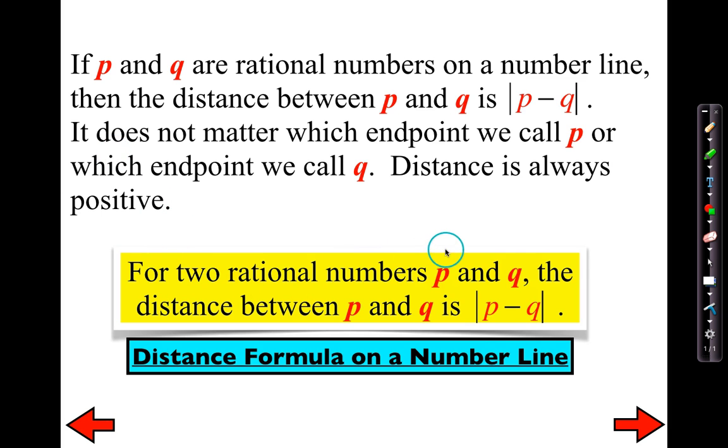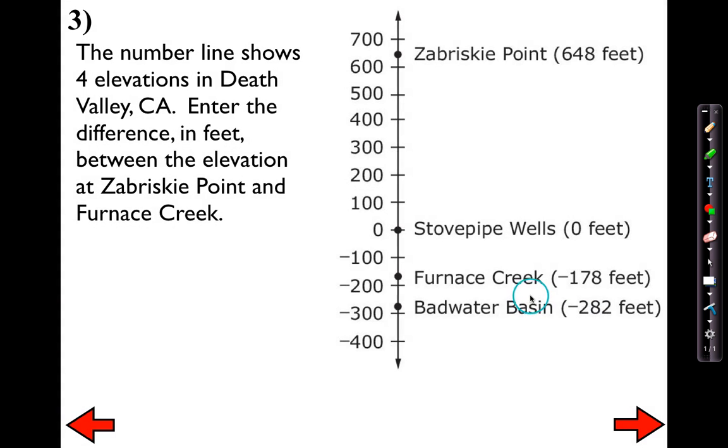So for two rational numbers, P and Q, the distance between P and Q is the absolute value of P minus Q. That's important to remember. That is technically the distance formula on a number line. So let's look at some word problems. For number 3, it says, the number line shows 4 elevations in Death Valley, California. Enter the difference in feet between the elevation of Zabriskie Point and Furnace Creek.